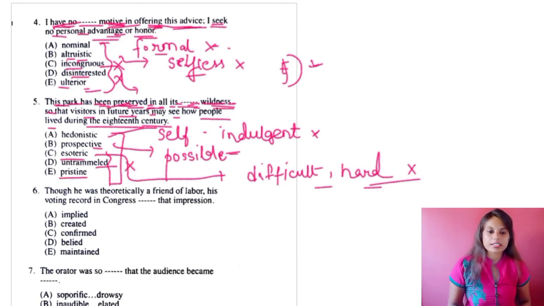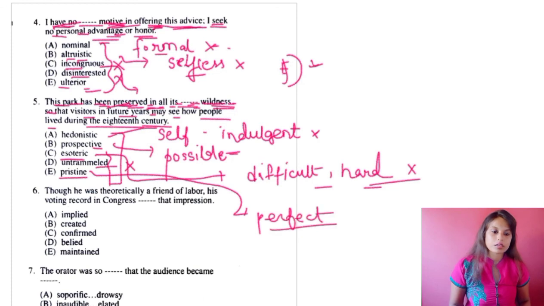What about pristine? What is the meaning of pristine first of all? Pristine means perfect. So obviously perfect wildness, if I put, this park has been preserved in all its pristine wildness, like perfect wildness. So you can say everything is perfect even in the future years, so that people can go there and see the raw lifestyle of the people of the 18th century. So you can say that option number E would be the correct option over here.